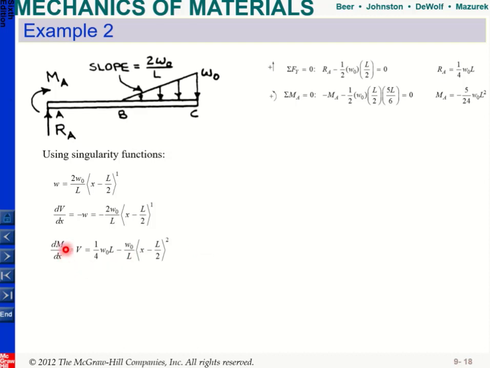And for the moment, since dM over dx is equal to V, what I need to do is just integrate this term, but plus I also apply this MA.